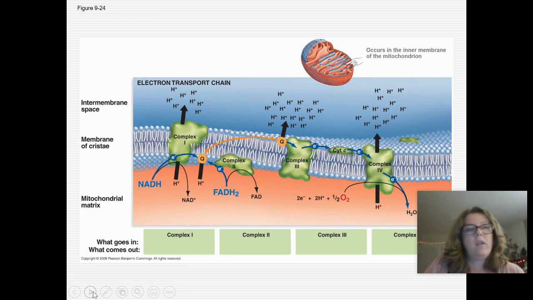Now, here's the other thing that happens. Again, hydrogen ions bouncing around. We can't have that inside of the cell. So we moved our problem of the bouncing hydrogen ions from the inner membrane space of the mitochondria, and now we've moved it back into the matrix. Yay, good for us. We still have a problem, right?